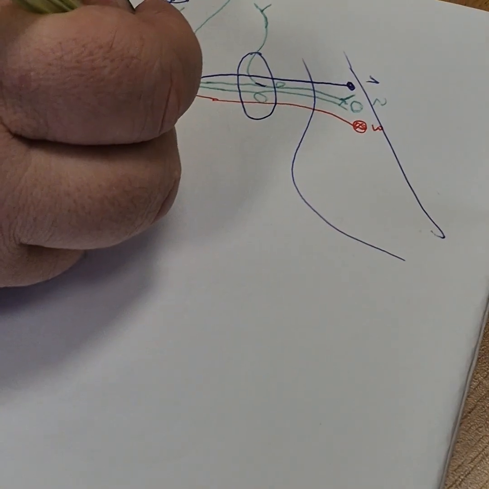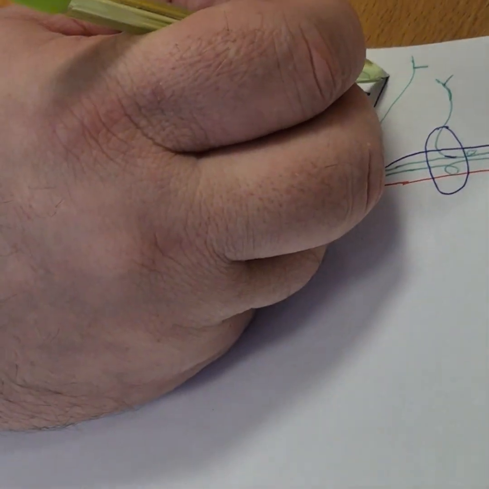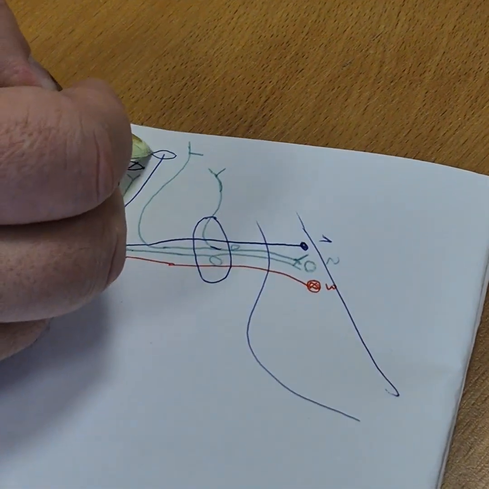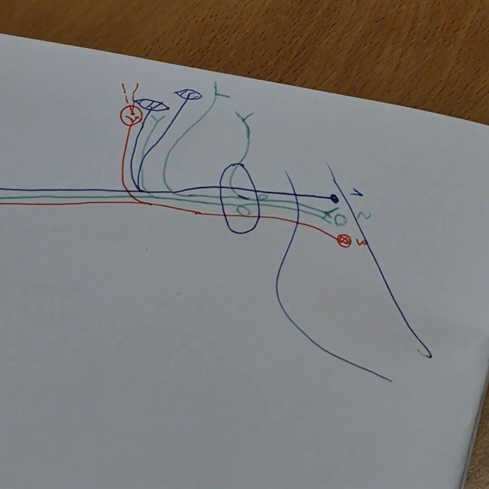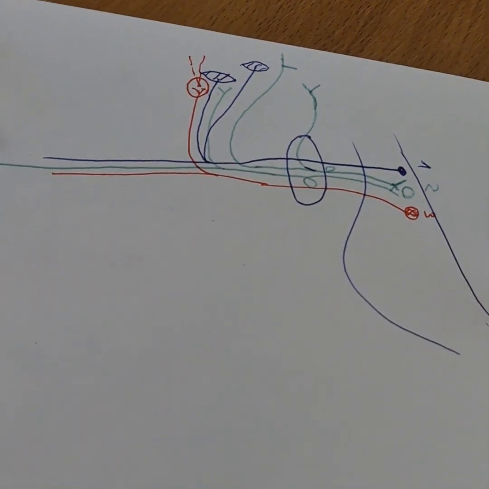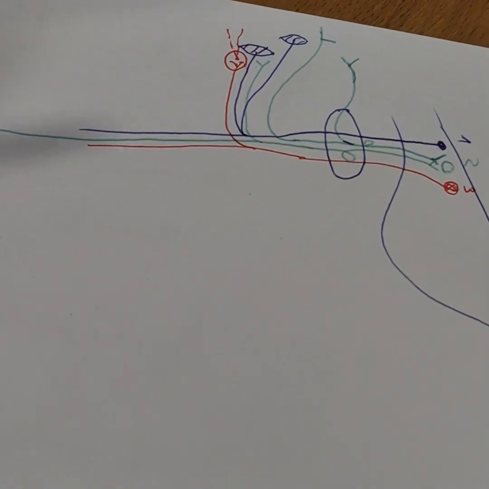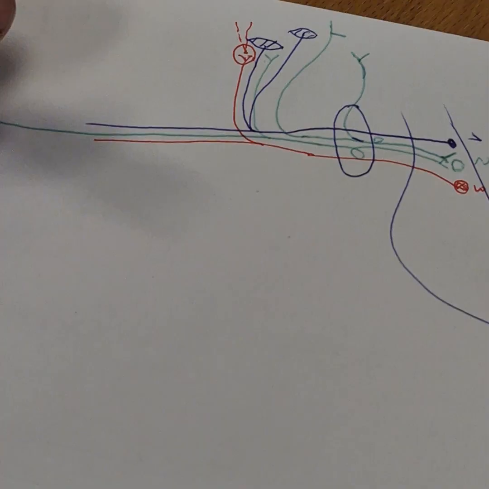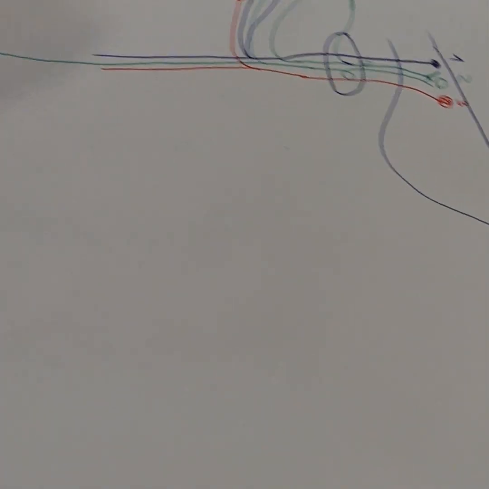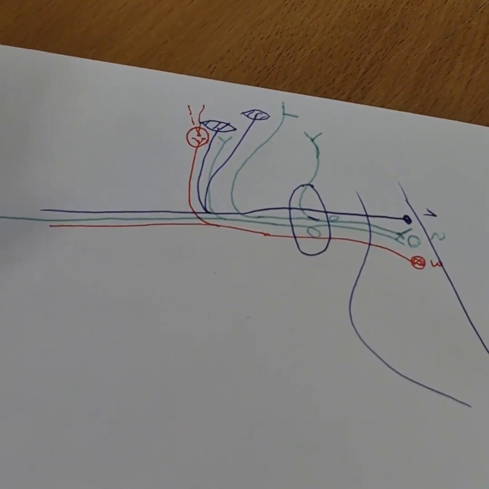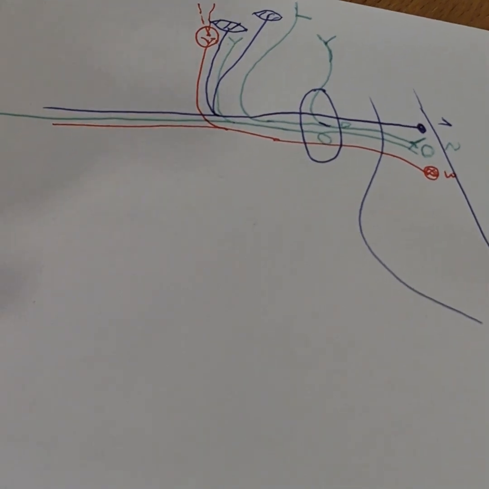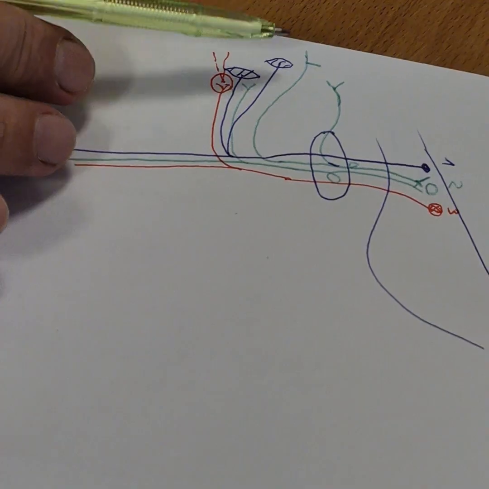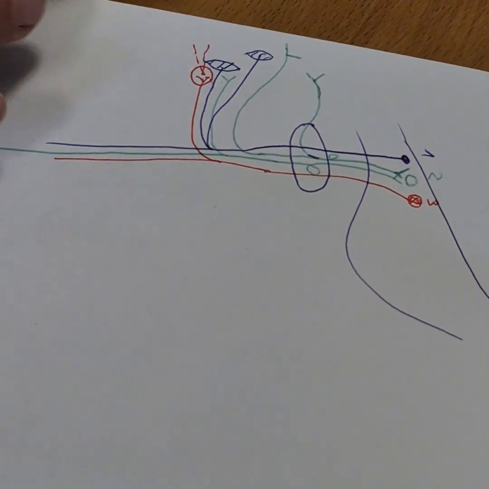motor fibers, which go to muscles of the soft palate. All muscles of the soft palate except one, except musculus tensor veli palatini. All the others, levator veli palatini, musculus uvulae, musculus palatoglossus, and palatopharyngeus, are all supplied by the vagus nerve.